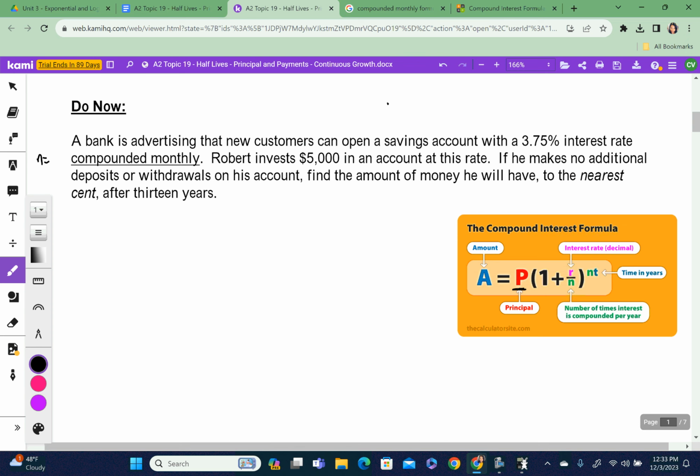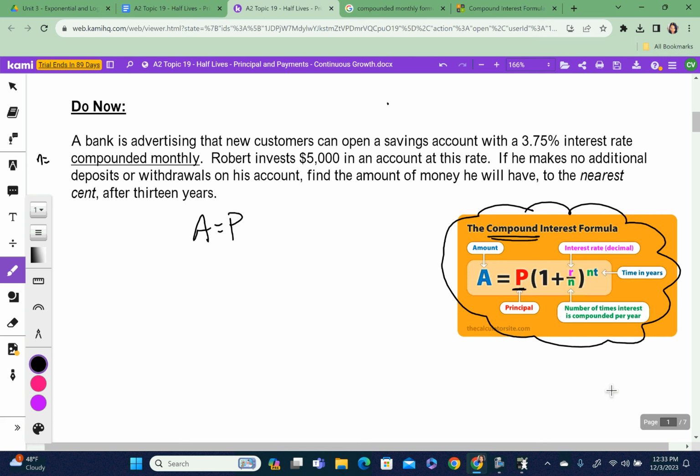So first thing I'm going to ask you to do is to please copy this formula down. Whenever you see something that says compounded, any way except for continuously, you're going to use this formula. A is equal to P, which stands for the amount that we start with. Since it's always growing, with compound interest it's going to be 1 plus, never 1 minus with growth. Then the R is our rate, N is how many times it's compounded, and the exponent is going to be N times T. Time is always going to be in years.